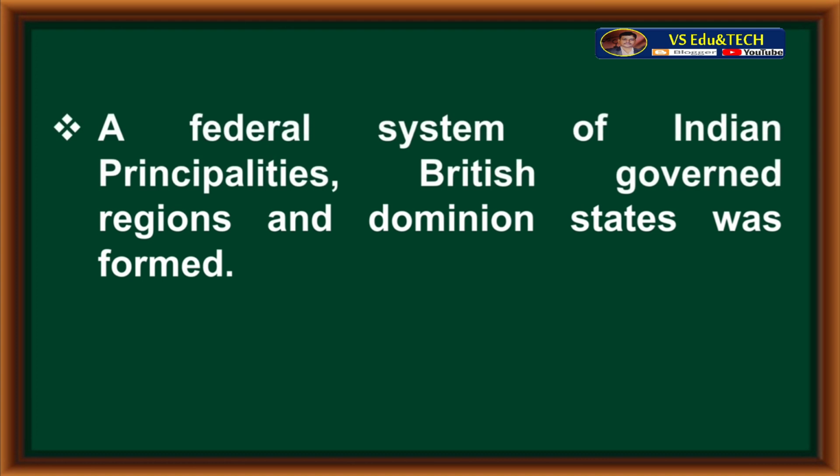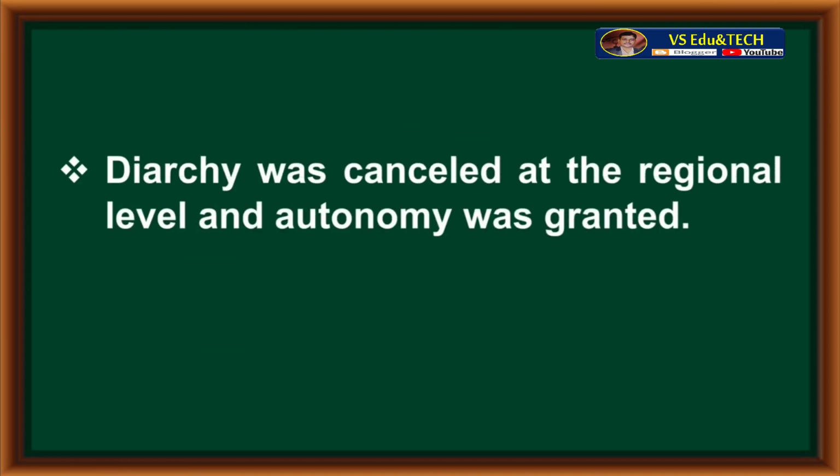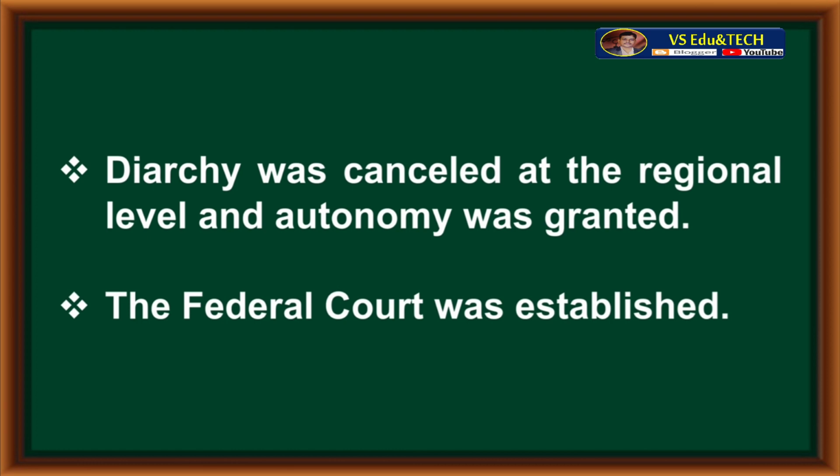A federal system of Indian principalities, British governed regions and Dominion states was formed. Reserve Bank of India was established. Hierarchy was cancelled at the regional level and autonomy was granted. The federal court was established.